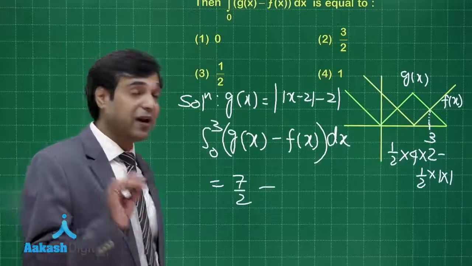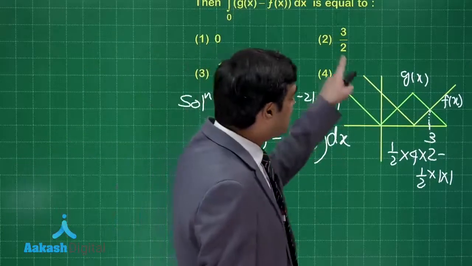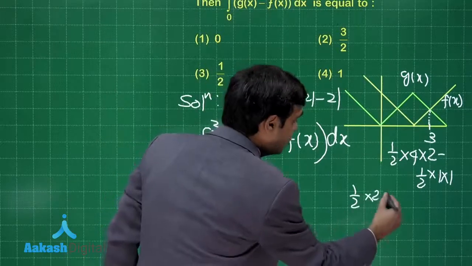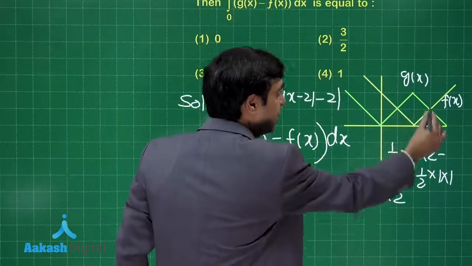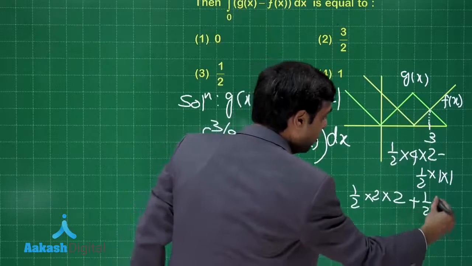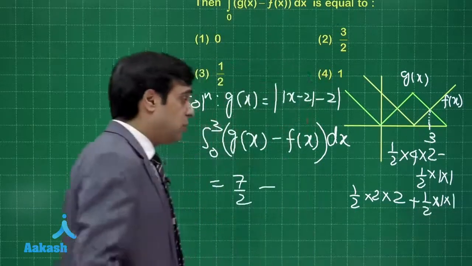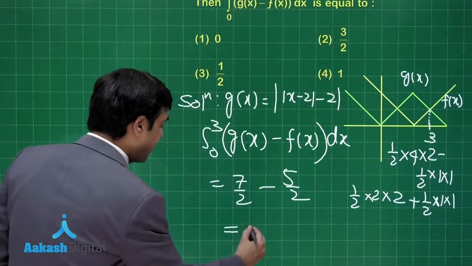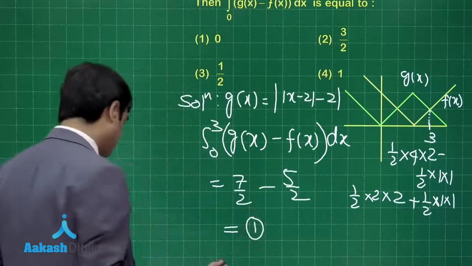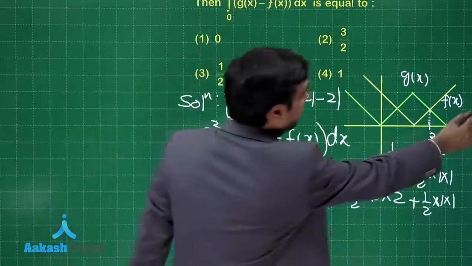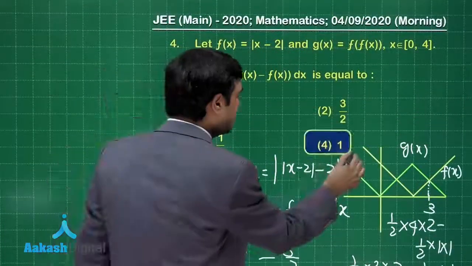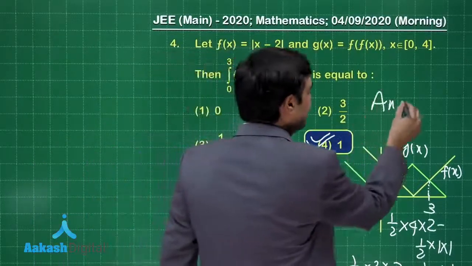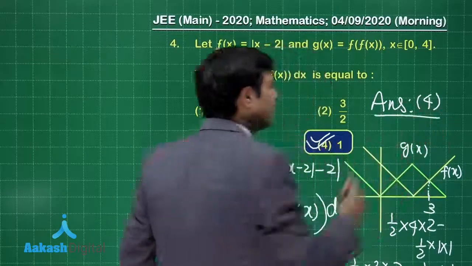Minus integral of f(x) in the same interval. f(x) meaning this portion. So here we find this one will be half into 2 into 2 for this triangle. Just add this one which we have already obtained earlier. So we have 4 plus 1, 5 by 2. 7 by 2 minus 5 by 2 giving you 2 by 2 or simply 1. Now let's check from the given options. We can see option number 4 includes the same result as required, that is 1. So I'm sure this question is clear.